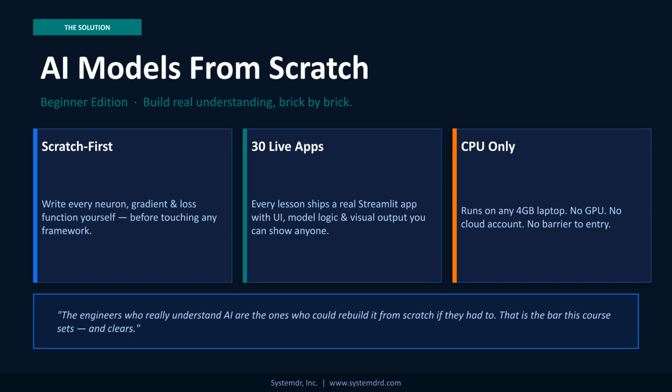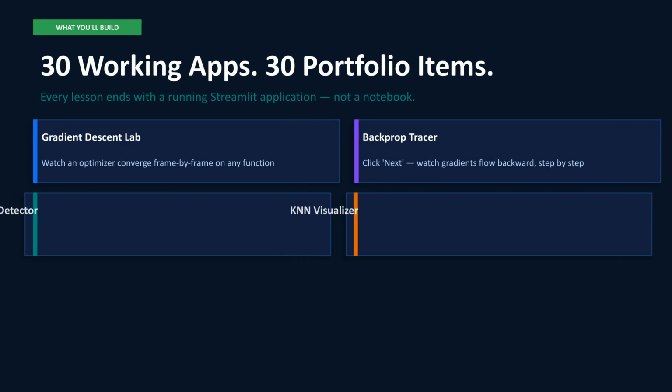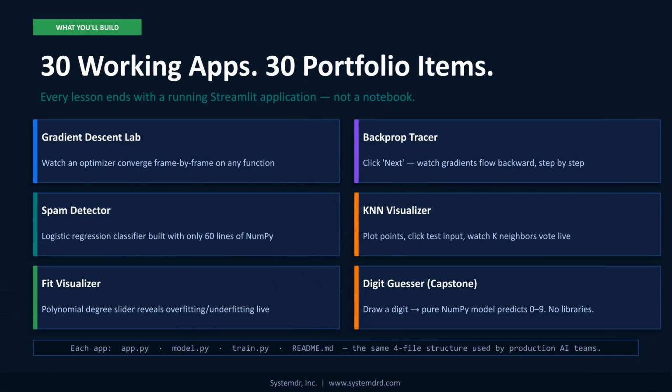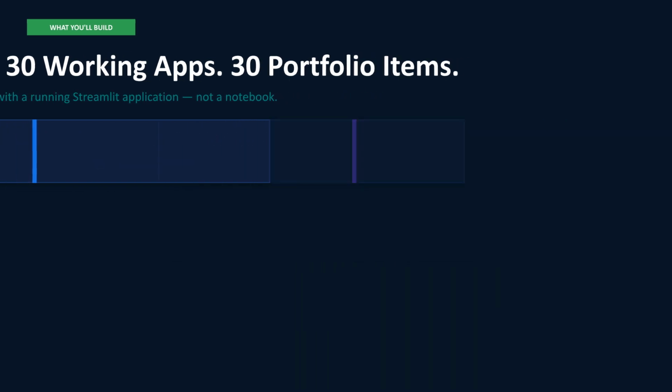Our Scratch-first approach means you write every function yourself. You will build 30 real Streamlit apps, all running on CPU only, with no barrier to entry. You will build 30 working apps, 30 portfolio items, not notebooks. Examples include a gradient descent lab, Backprop Tracer, spam detector, KNN Visualizer, fit visualizer, and the capstone digit guesser, all built with a production-ready 4-file structure.